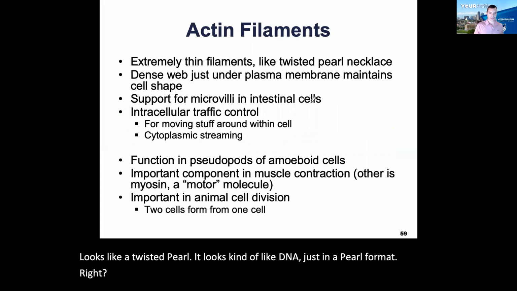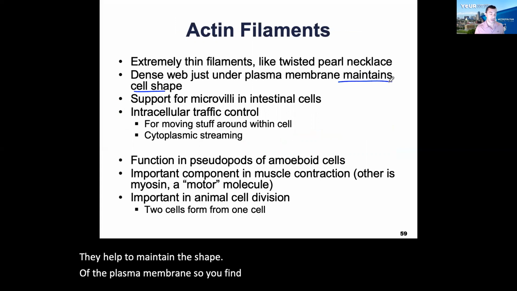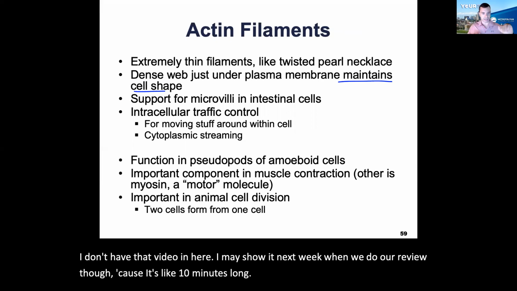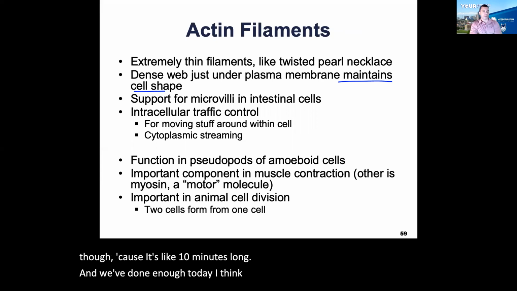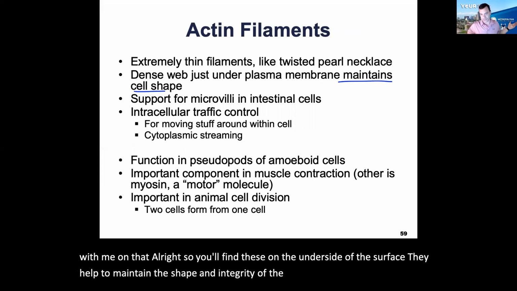Actin filaments, you kind of see them in two major ways here. They help to maintain the shape of the plasma membrane, so you find them just on the underside surface of a plasma membrane. Do I have that video in here? I don't have that video in here. I may show it next week when we do our review, though, because it's like 10 minutes long. And we've done enough today, I think, probably. You, I think, would agree with me on that. So you'll find these on the underside of the surface. So they help to maintain the shape and integrity of the plasma membrane. Pretty easy.